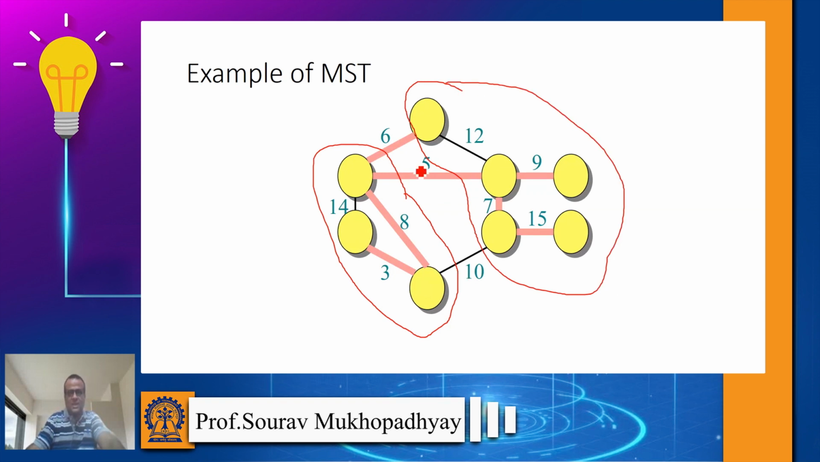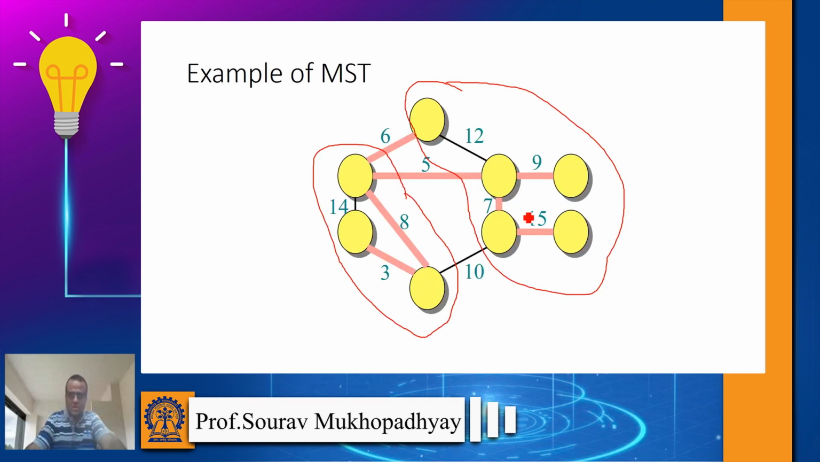Now, the theorem is talking about the bridge edges. Who are the bridge edges? This is one bridge edge, this is another, this is another. So there are three bridge edges. Among these, who is the minimum? 5 is the minimum. So the theorem is telling us 5 should be in the MST. Yes, 5 is in the MST. You can check with any other A.